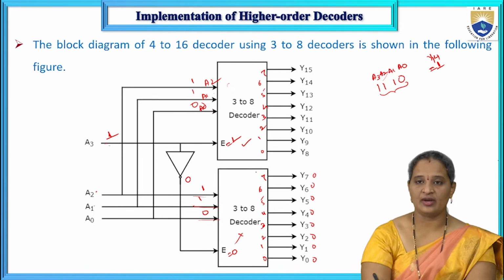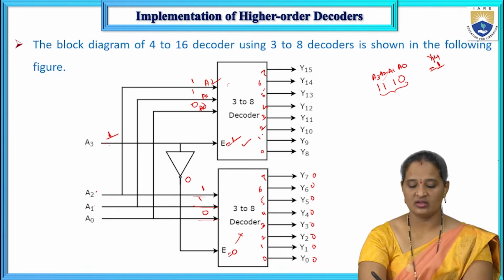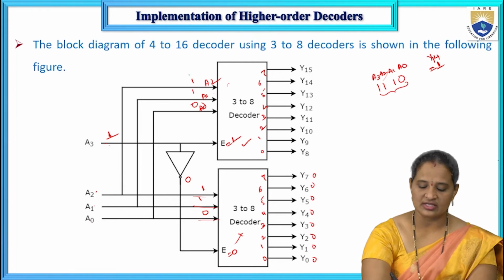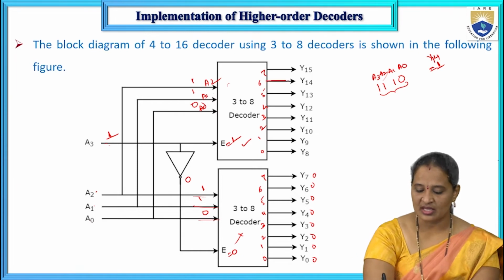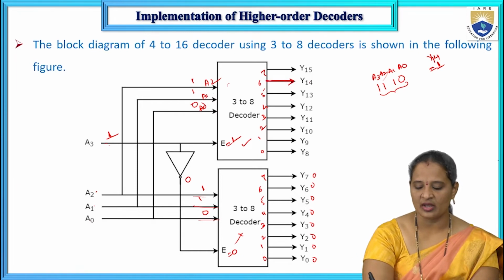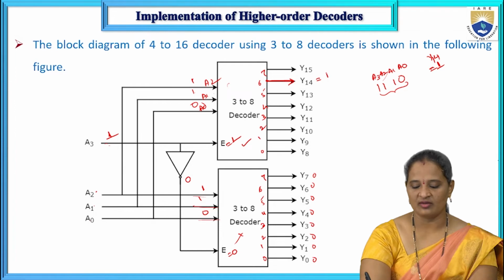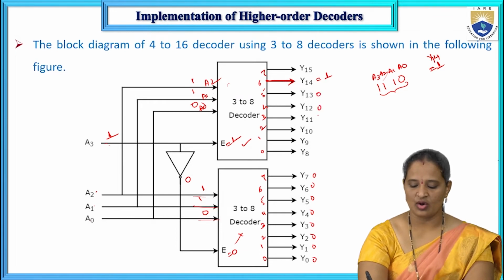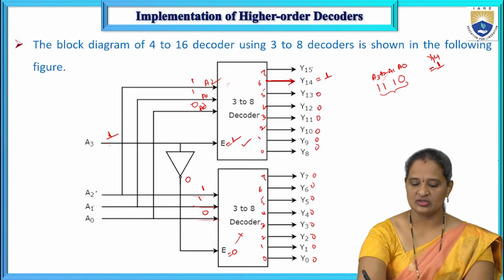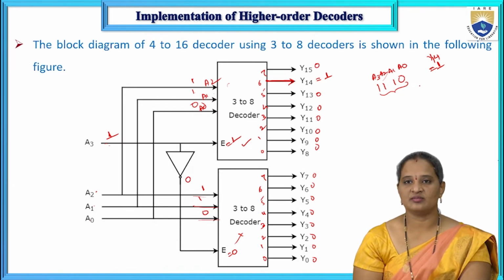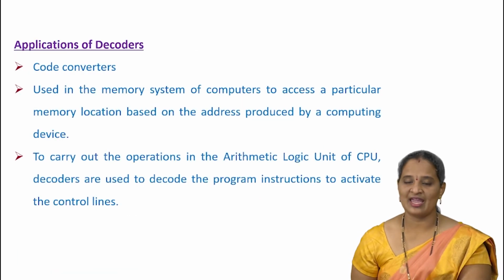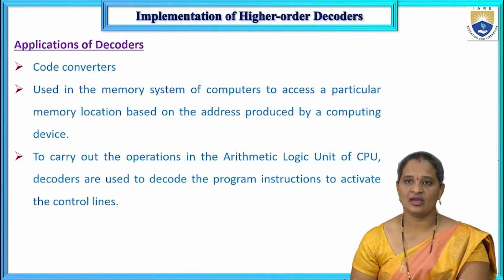Now, coming to the upper decoder, as the enable input is 1, this is enabled. And what is the input applied here? 1, 1, 0. That means the 6th output will be enabled. This is the 6th output, which is equal to Y14, and it will be high, and the remaining are all zeros. So Y14 is enabled and the remaining are all disabled. This is how you can implement any higher order decoder using lower order decoders.